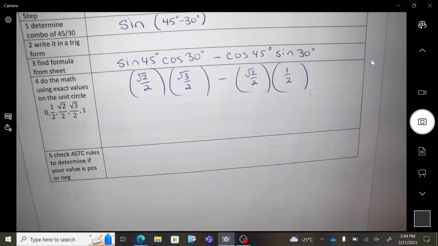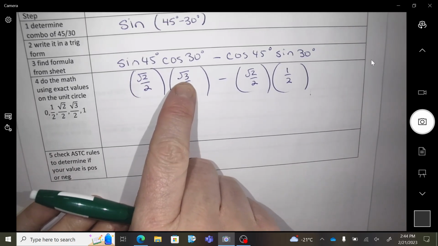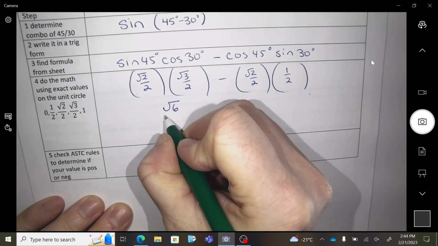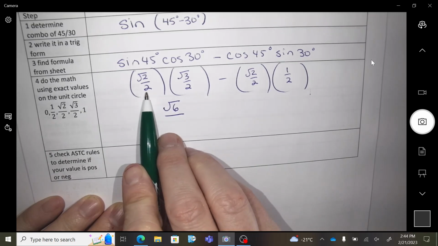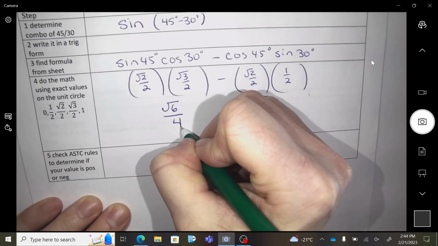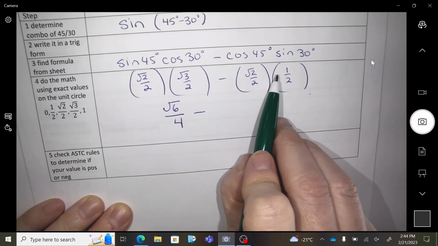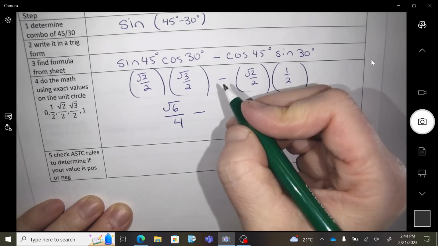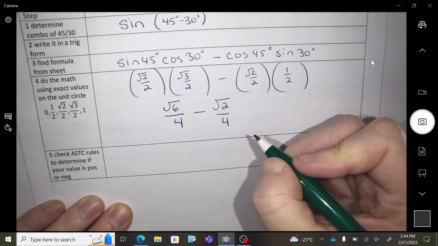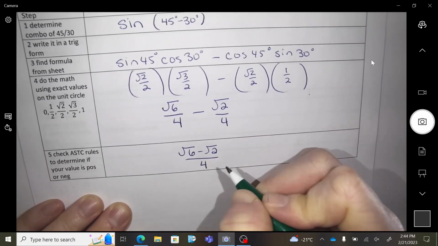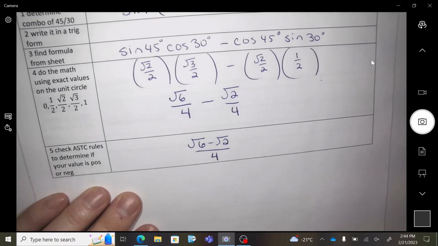1/2. Okay, now, how do you multiply stuff when there's radicals? Radicals can go with other radicals. So this makes a root 6 over, what's the bottom? A 2 on the bottom and a 2 on the bottom, so 4, minus, then this makes a root 2 over 4. Good, that's right.